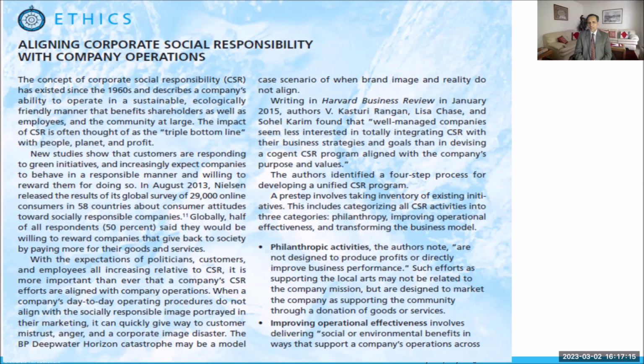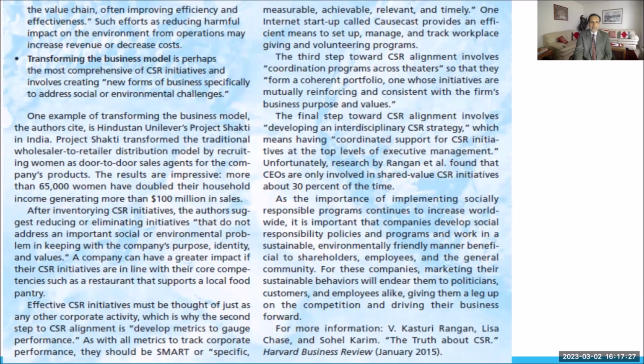Improving operational effectiveness usually involves delivering social or environmental benefits in ways that support a company's operations across the value chain, often improving efficiency and effectiveness. Such efforts as reducing harmful impact on the environment from operations may increase revenues or even decrease costs. Transforming the business model is perhaps the most comprehensive of corporate social responsibility initiatives. It involves creating new forms of business specifically to address social or environmental challenges.